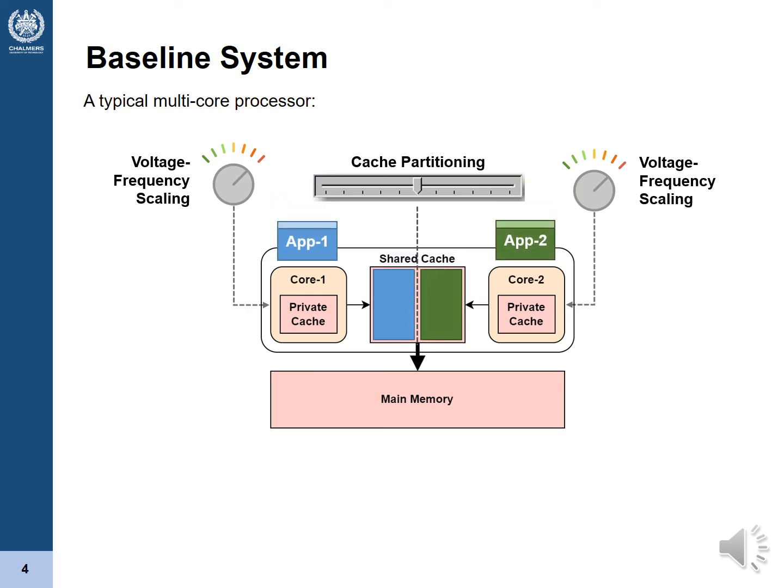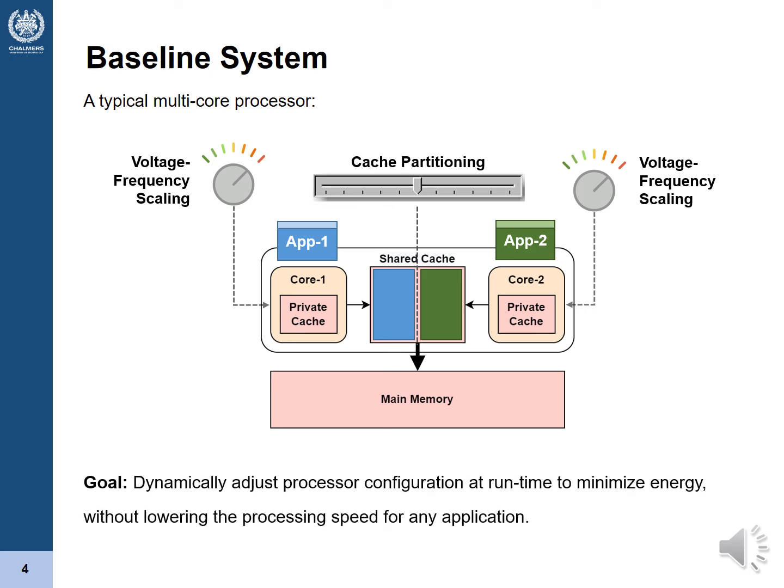Let's assume that two applications are running in the system, and with cache partitioning in place, each one of them is occupying a certain part of the shared cache space. Let's say in the baseline system, it's an equal distribution, so each application will get half of the overall cache space. Now in this system, our goal is basically to dynamically adjust the different resources in the processor by controlling these knobs, which are the voltage frequency levels on each core and also the partitioning of the cache space. The goal of this modification is to find alternative resource configurations that will end up with a lower energy consumption, but without lowering the processing speed for any of these applications. So that's our goal.